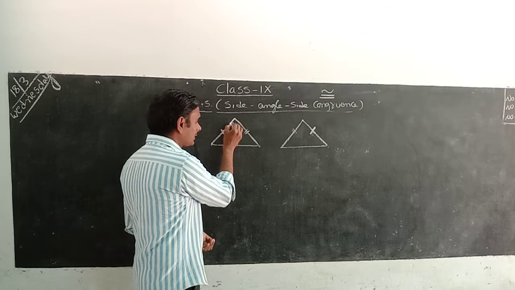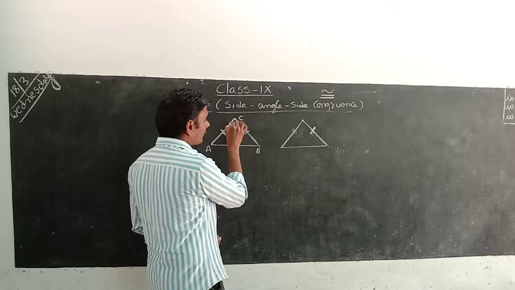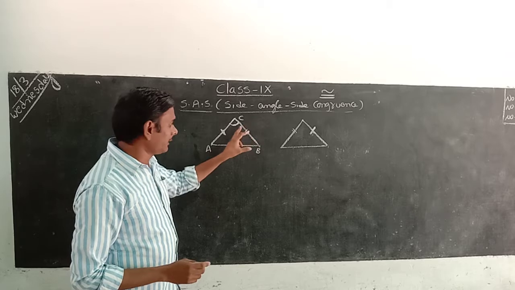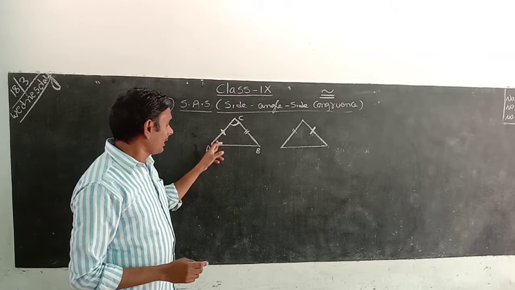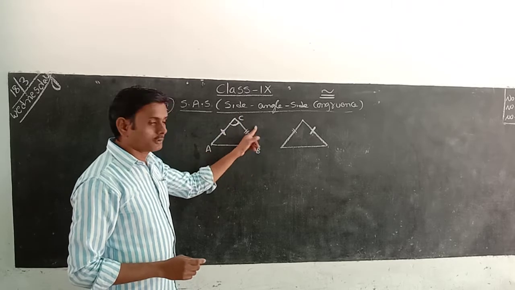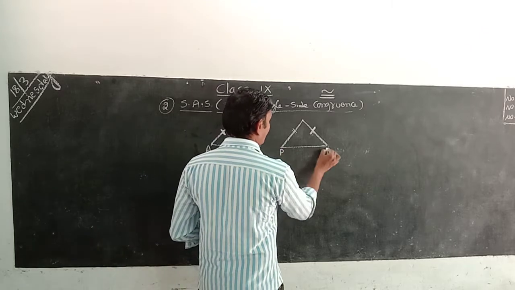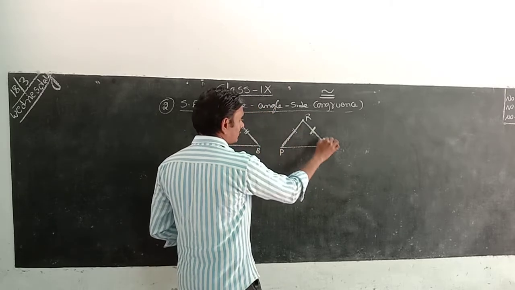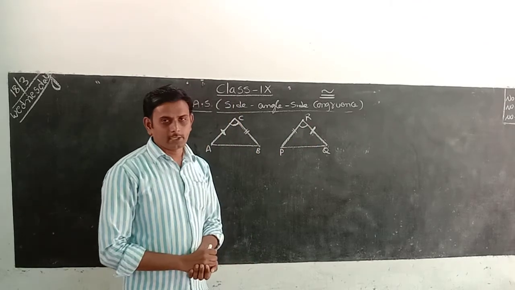For example, take triangle ABC. C is the included angle of sides AC and BC. If you choose A and B, A is formed with only one of these line segments, and B likewise, so those are not included angles. Similarly, here take PQR. These two sides are equal, and angle R is the included angle.